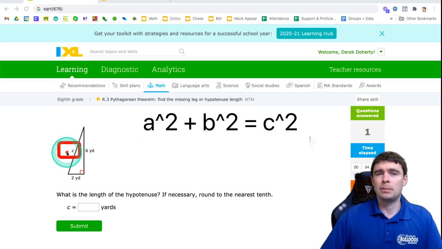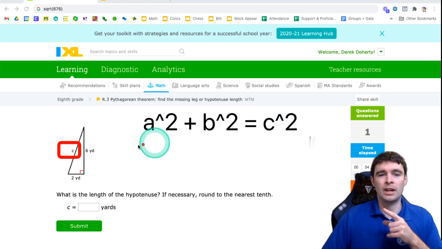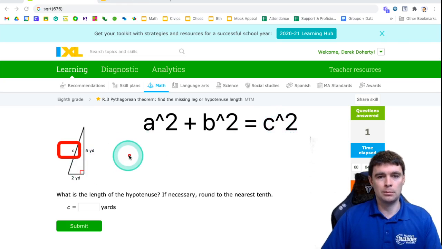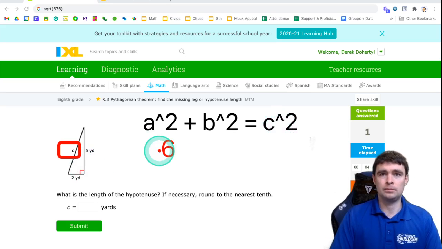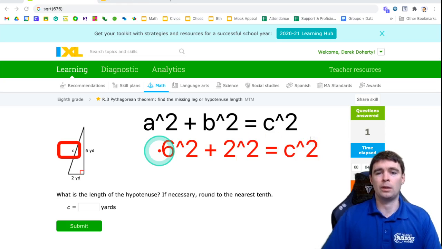I see I'm missing the big side c, so I'm going to use this formula, a squared plus b squared is equal to the biggest side squared. And I'm going to plug in the 6 and the 2 for the a and the b. So I get 6 squared instead of a squared, I get 2 squared instead of b squared, and that still needs to be equal to c squared.